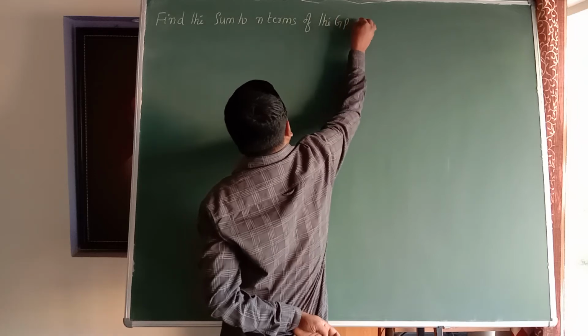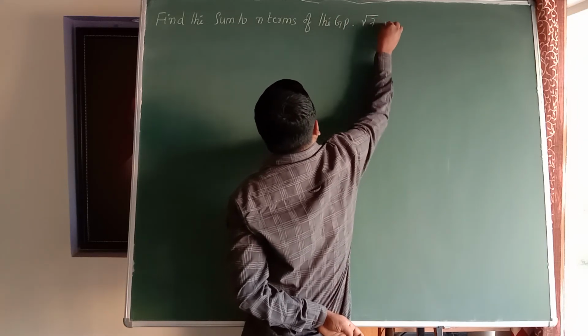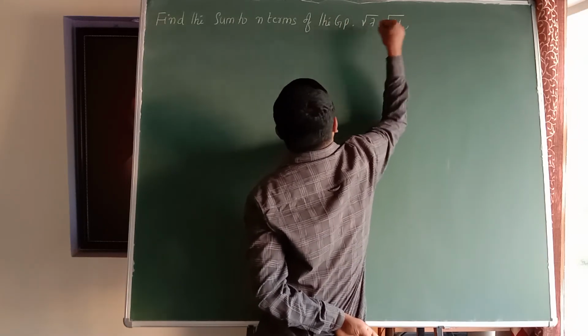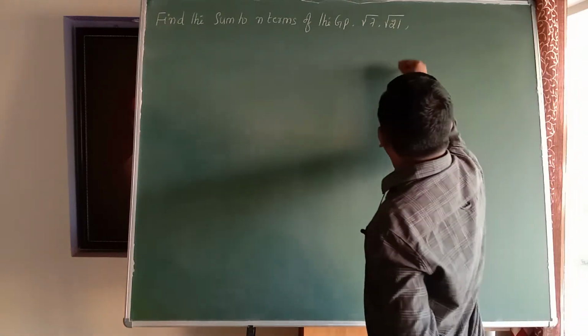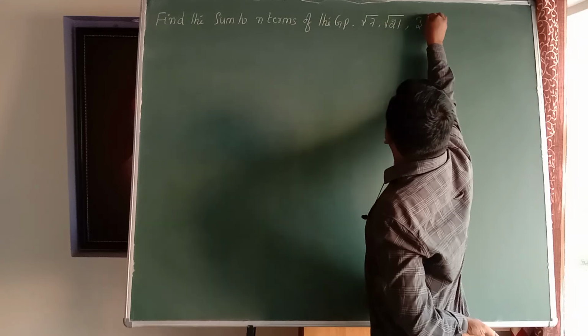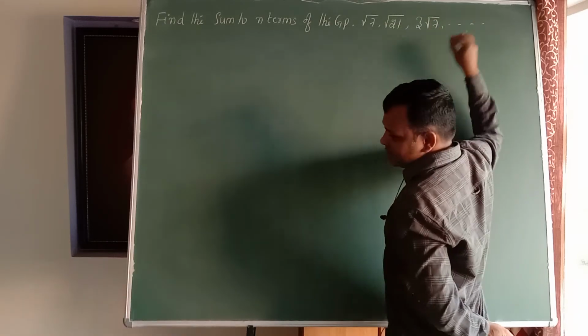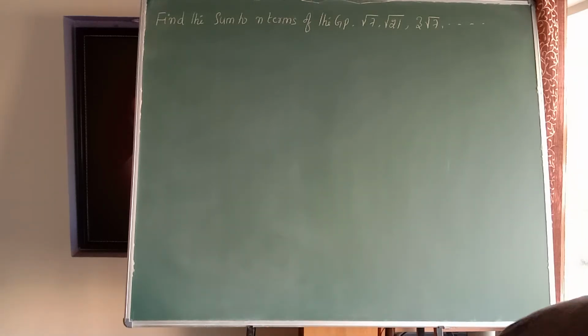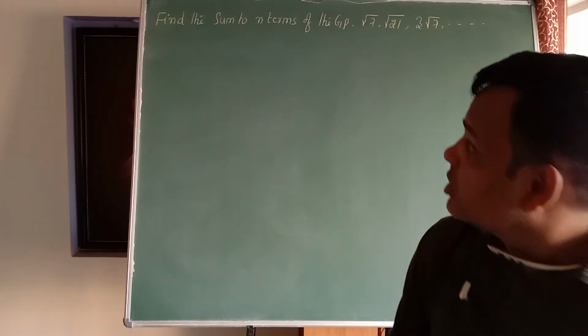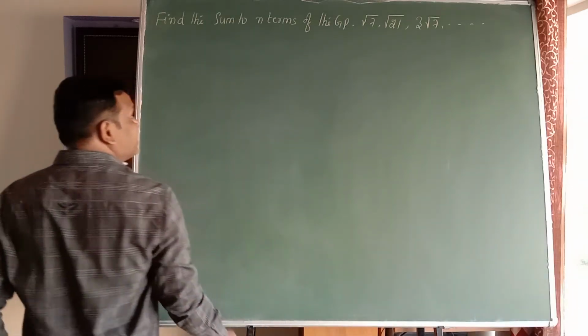What is the problem here? Root 7, root 21, 3 root 7. 3 root 7. So on like this. This is our question. What we have to find out here? We have to find out sum of n terms or sum to n terms of the given GP.